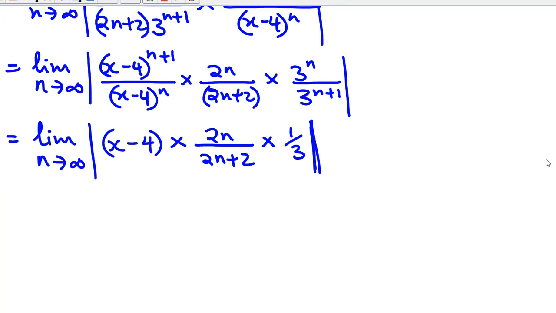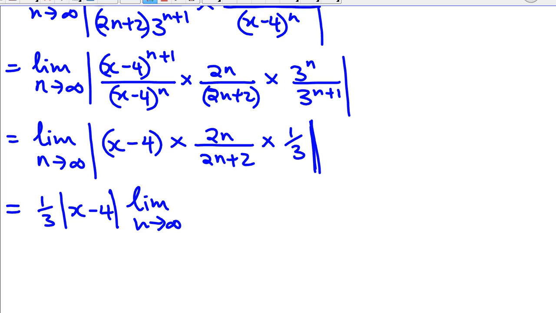Now what I'm going to do is factorize out the absolute value of a third into x minus 4, because these are constants. You can actually write this as a third absolute value of x minus 4. And then we get the limit as n approaches infinity of 2n over 2n plus 2.